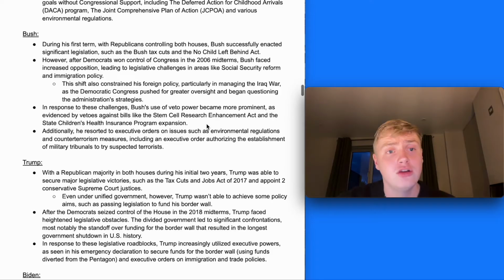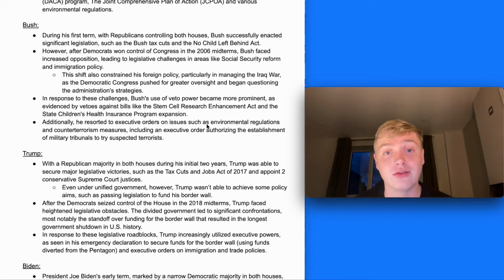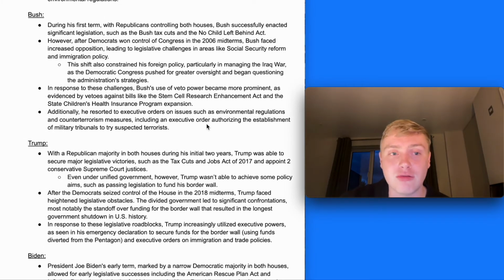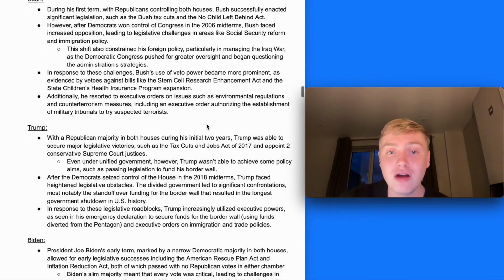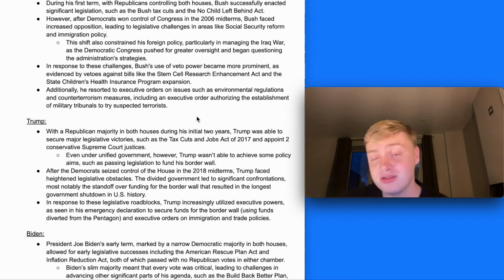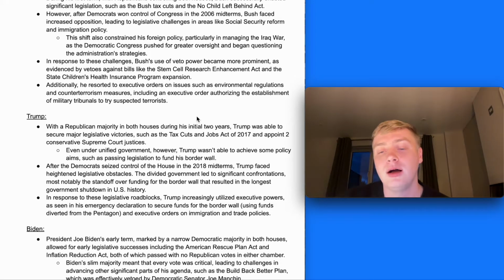In terms of Bush, during his first term, with Republicans controlling both houses, he successfully enacted significant legislation, such as the Tax Cuts and No Child Left Behind Act. But after Democrats won control of Congress in the 2006 midterms, he faced increased opposition, leading to legislative challenges in areas like social security reform and immigration policy. And this also constrained his foreign policy, particularly in managing the Iraq War, as the Democratic Congress pushed for greater oversight, began questioning the administration's strategies, and threatened funding for troops in Iraq to try and pull the US out of Iraq.